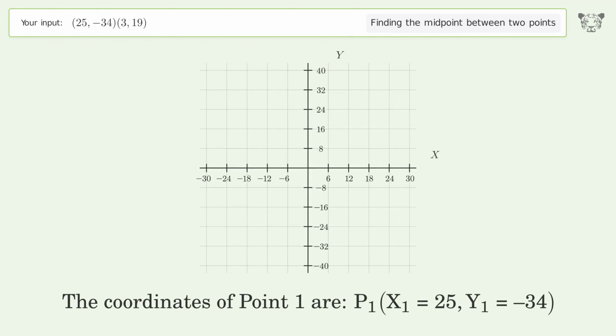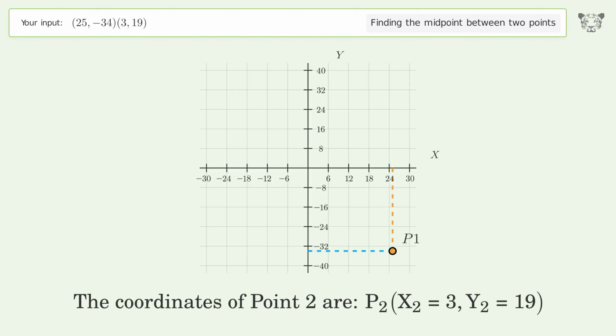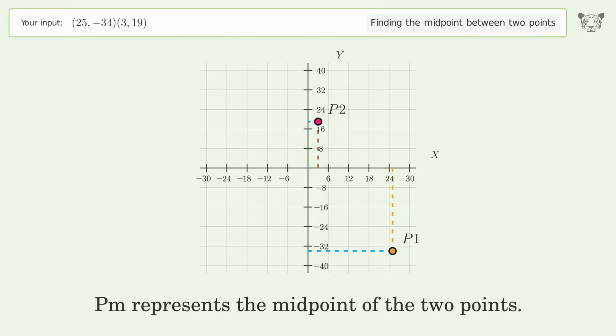The coordinates of point 1 are, x1 equals 25, y1 equals -34. The coordinates of point 2 are, x2 equals 3, y2 equals 19. PM represents the midpoint of the 2 points.